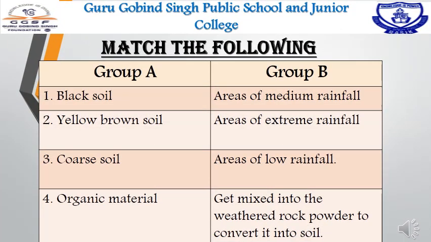Here is the question, match the following. Group A and Group B, two columns are given here with the answers. First is black soil. We can find black soil in the areas of medium rainfall. Then the second one is yellow brown soil. Yellow brown soil is found in the areas of extreme rainfall. Coarse soil is found in the areas of low rainfall. And the organic materials, we can say, get mixed into the weathered rock powder to convert it into soil.